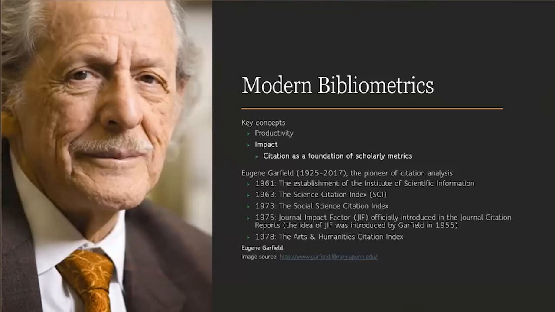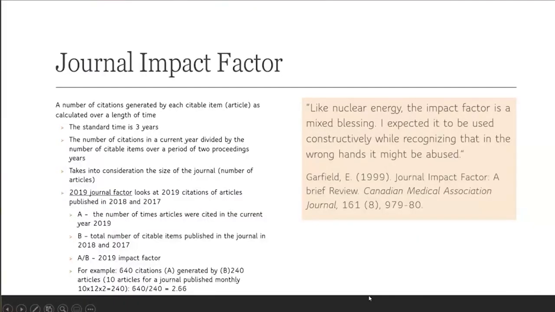But in 1975, the journal impact factor was officially introduced in the Journal Citation Reports, though the idea was first introduced by Garfield 20 years prior to that. And like most things, he said that, like nuclear energy, the impact factor is a mixed blessing. I expect it to be used constructively while recognizing that in the wrong hands it might be abused.